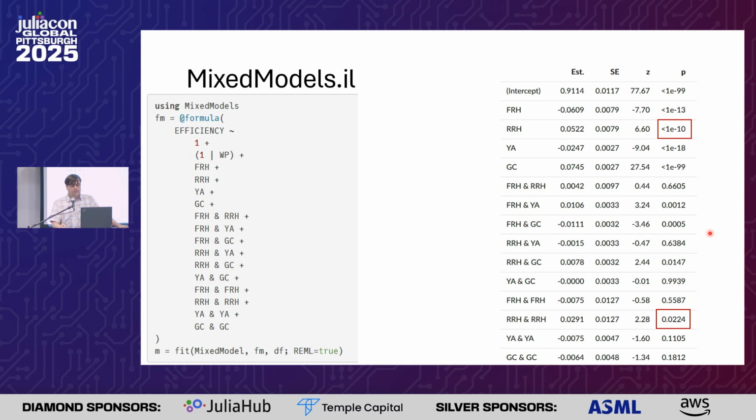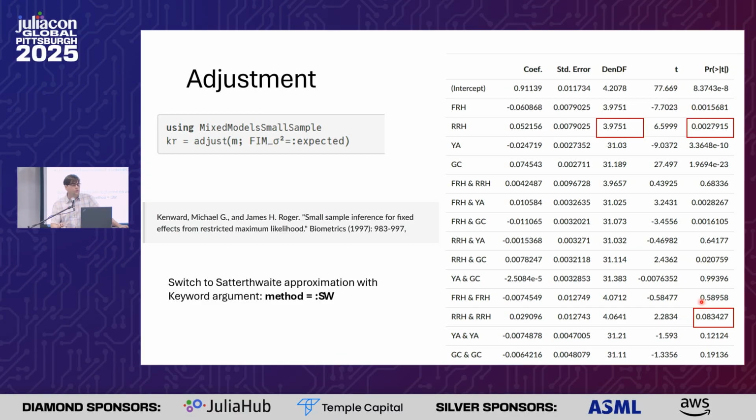Then I want to draw your attention to two particular p-values, which involve terms only involving the hard-to-change factors. Here you have a p-value of e to the minus 10 and a p-value of 0.02. If we then move to a mixed model with a small sample adjustment for the inference, we see that this p-value changed from e to the minus 10 to only 0.002. So that's a huge difference.